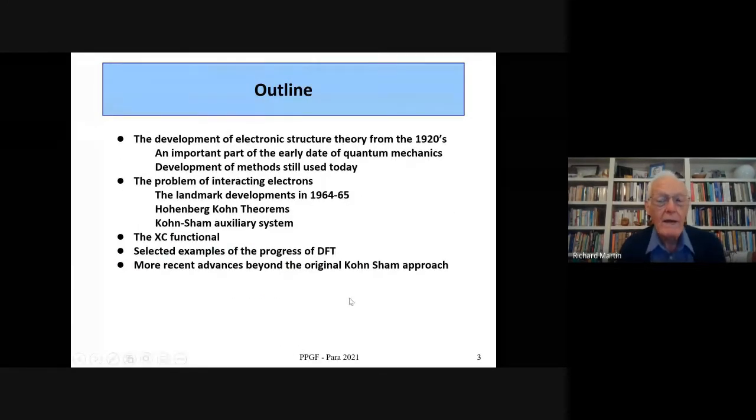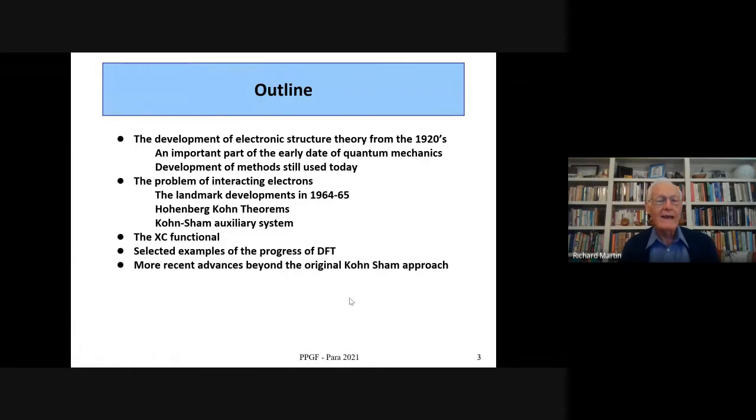So an outline of what I want to say is, I'd like to say something about the history of the electronic structure starting in the earliest days, because that's so important and the fact that it's such an interesting problem and a fundamental problem. And the problem of interacting electrons and the landmark developments of Kohn and Sham and Hohenberg and Kohn in the 60s.